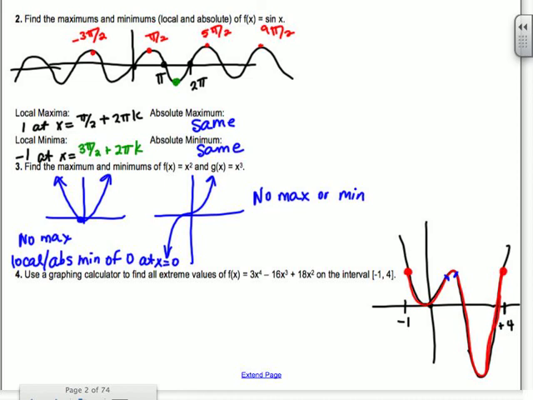Mine says 0.9999998.5, so I'm guessing it's going to be 1, 5. If you zoom in a little bit more, sometimes that takes care of the problem. So 1, 5. Remember the calculator has rounding errors.